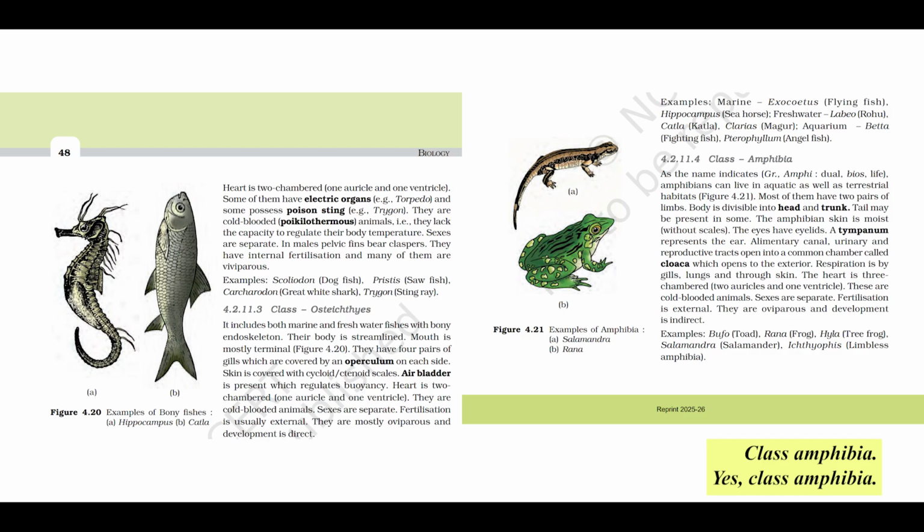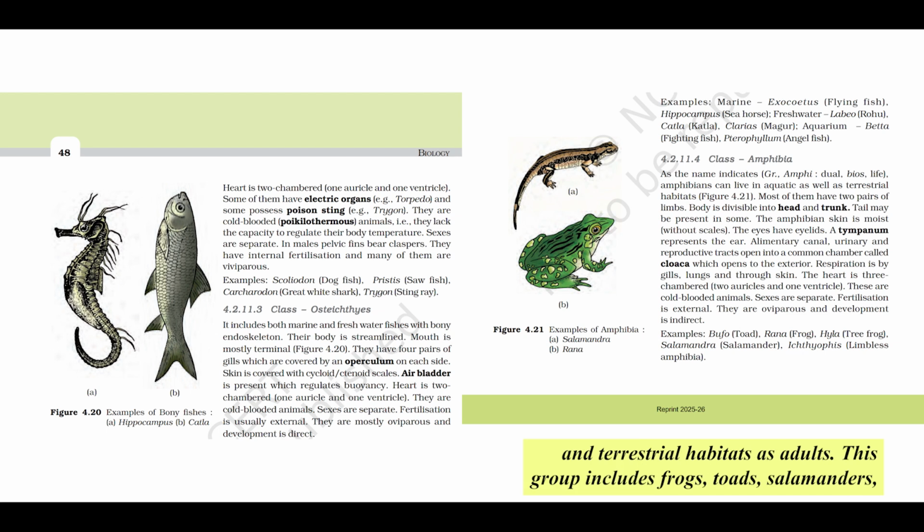Class Amphibia. Yes, class Amphibia. The name itself gives the clue, from Greek ampha meaning dual and bios meaning life. This signifies their characteristic ability to live a dual life, successfully inhabiting both aquatic, especially for reproduction in larval stages, and terrestrial habitats as adults. This group includes frogs, toads, salamanders, newts, and caecilians.